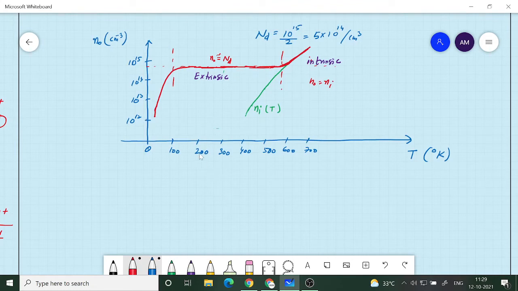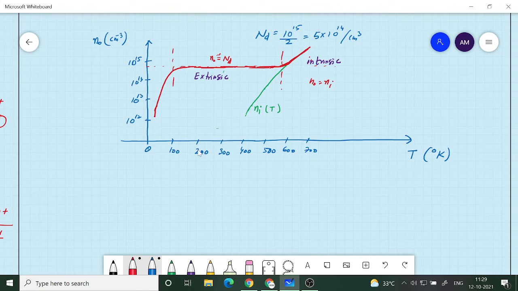Similarly, you can draw for an acceptor impurity doped semiconductor, which is a P-type semiconductor. There also there will be an extrinsic region at normal temperature. At very low temperature you have very few holes, so you will plot hole concentration instead of electron concentration.